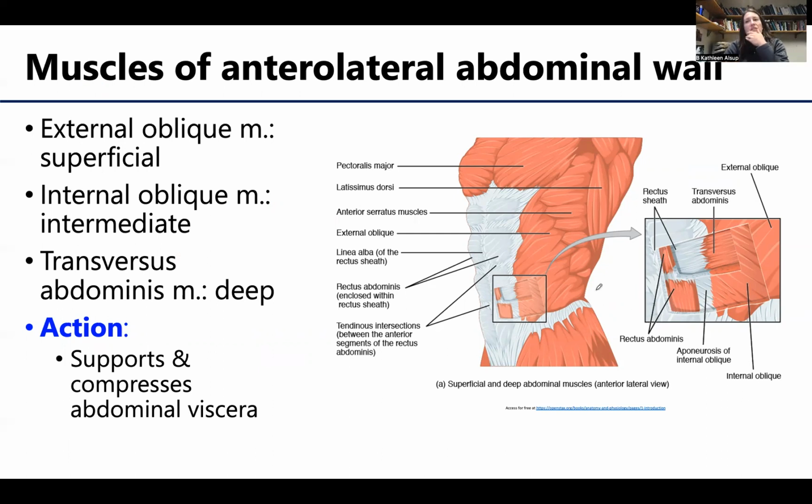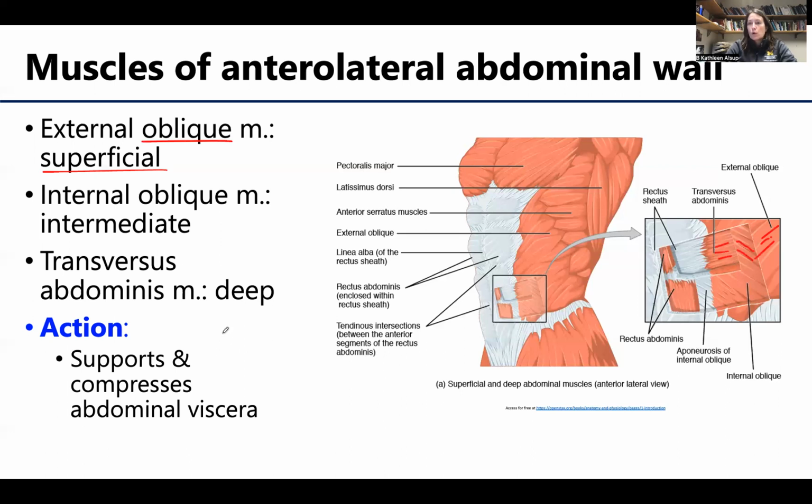Generally, we think of these as our oblique muscles. There are two types of oblique muscles. There's the external oblique, which, as its name would suggest, is more superficial. You can see the direction of the fibers in this illustration. You have the internal oblique muscles, which are intermediate in terms of depth. And then the deepest will be the transversus abdominis. You can see the fibers going in different directions to provide that protection.